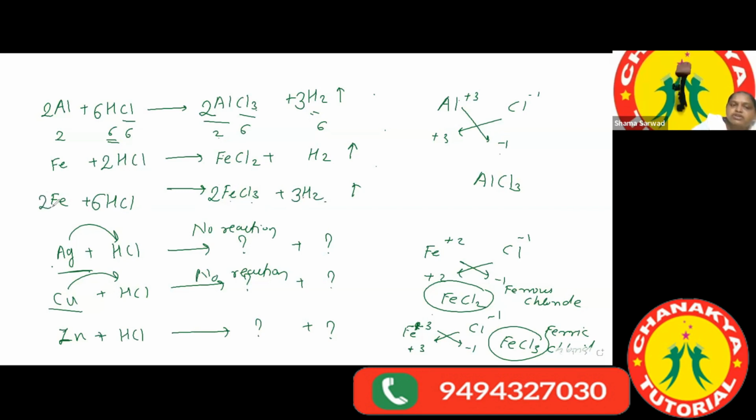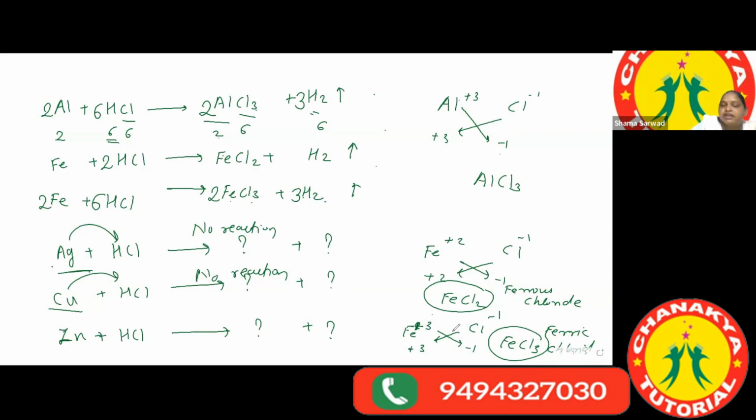Okay. So the reaction of iron with the HCl follows 2 reactions, where it acts as Fe plus 2 and somewhere it acts as Fe plus 3. When it acts as plus 2, it will produce ferrous chloride, and when it is plus 3, it will produce ferric chloride, right?